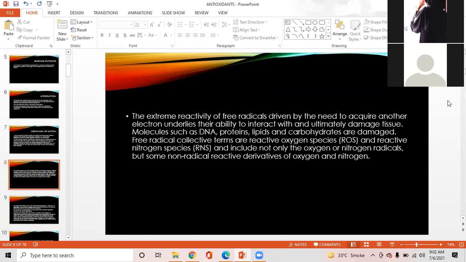The extreme reactivity of free radicals, driven by the need to acquire another electron, underlies their ability to interact with and ultimately damage tissues. Molecules such as DNA, proteins, lipids, and carbohydrates are damaged. Free radical collective terms are reactive oxygen species and reactive nitrogen species, and include not only the oxygen or nitrogen radicals, but some non-radical reactive derivatives of oxygen and nitrogen.